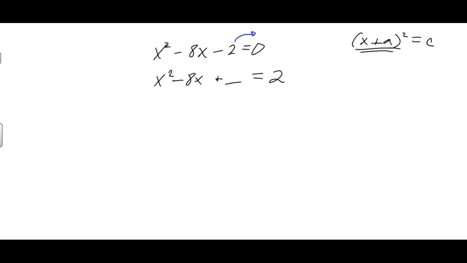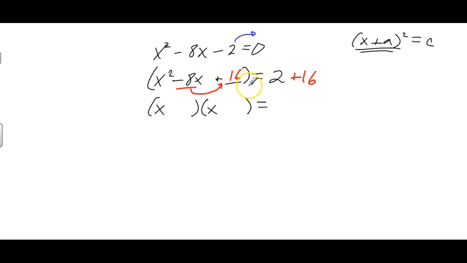So I know I'm going to add something there, and all I do is take half of this number, square it, and put it over there. So half of negative 8 is negative 4. Negative 4 squared is 16. So I'm going to add 16 to both sides to be fair. When you do that, this really will work out nicely. This is the beauty of complete the square. I don't know if you think math is beautiful, but this is beautiful.